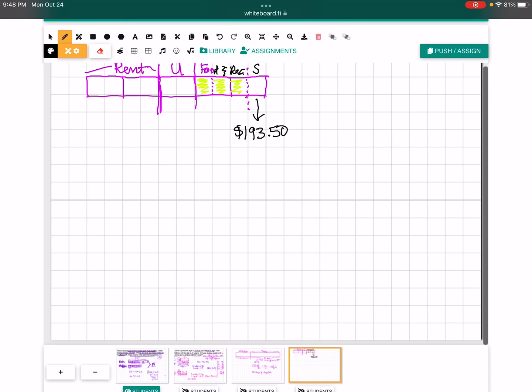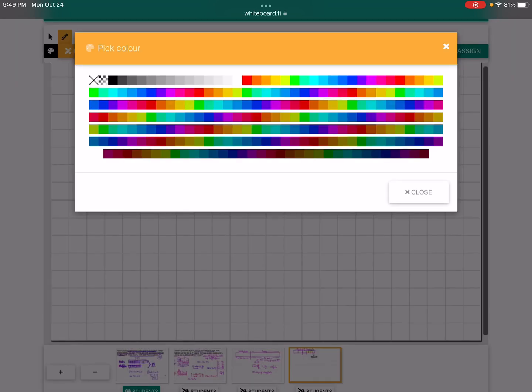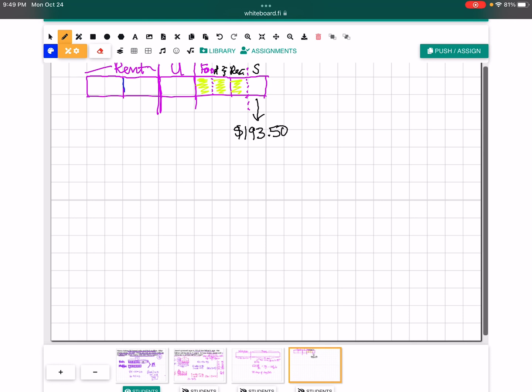Okay. Now, I just want to point out, if we were to subdivide these, I'm going to put a different color on it for the fifths. So you can clearly see where the fifths were. All right. Now, there are a couple of ways to solve this problem. The question is, what is his monthly income? What is the whole thing? How much does he earn every month? So we know that his savings is $193.50.